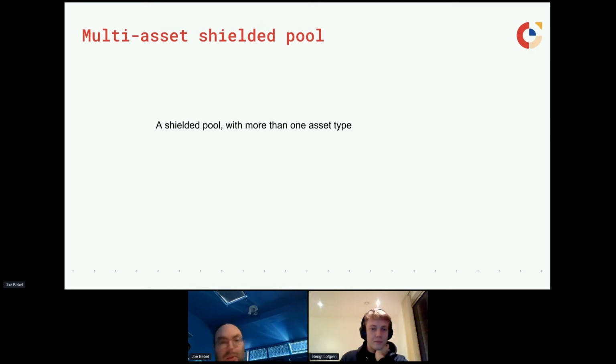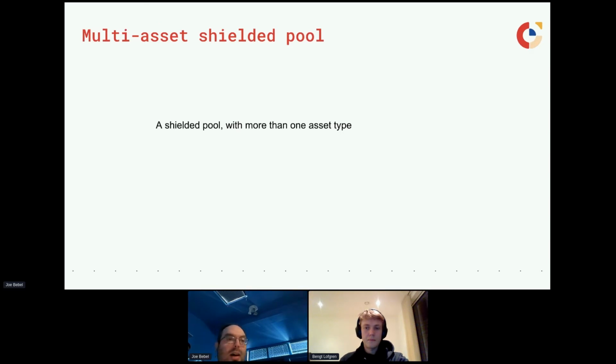And what is a multi-asset shielded pool? Well, maybe being a little bit reductionist, a multi-asset shielded pool is a shielded pool with more than one asset type in it. Now, what is a shielded pool? Well, the most famous and perhaps original example of a shielded pool is provided by Zcash.